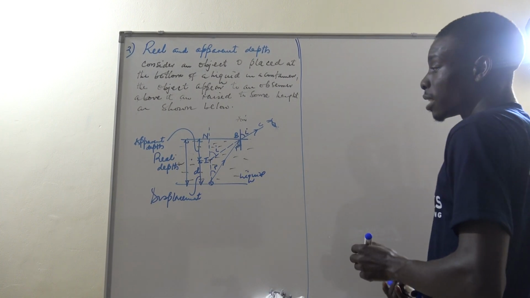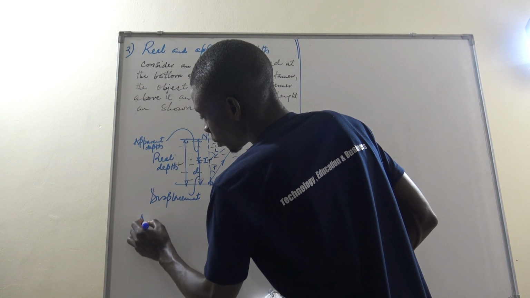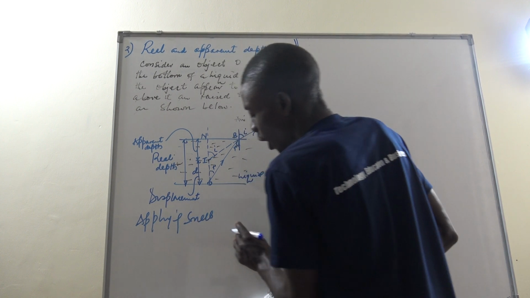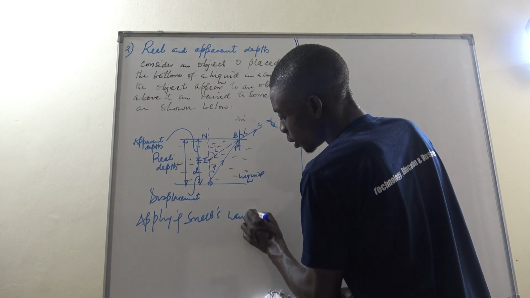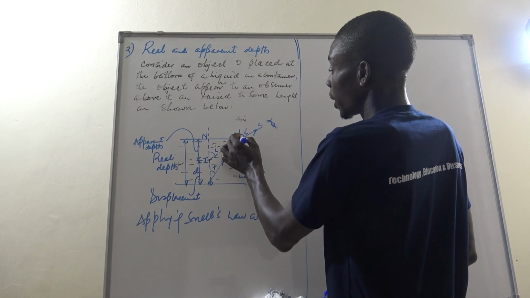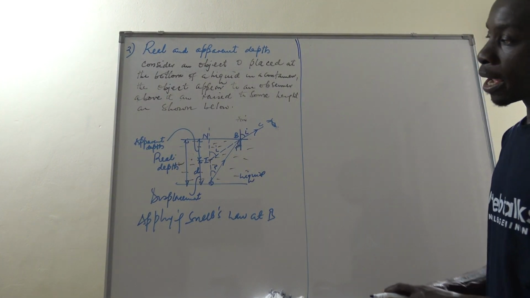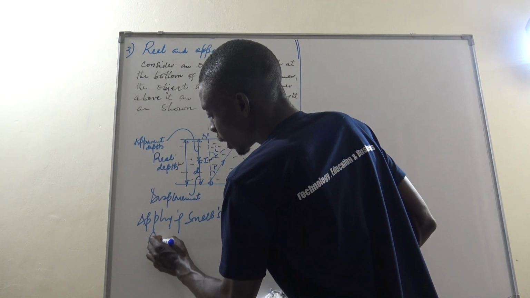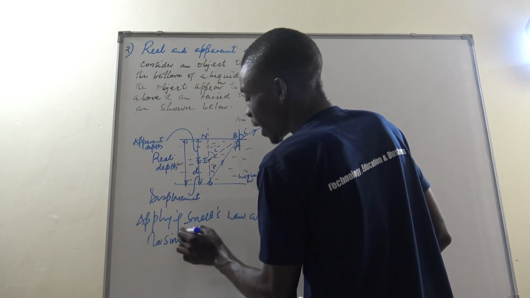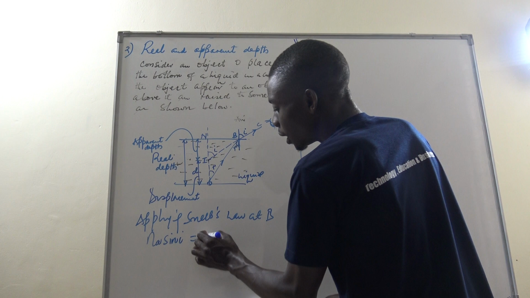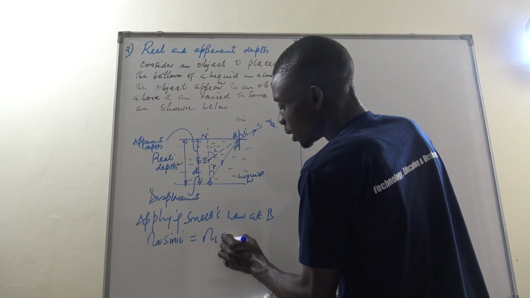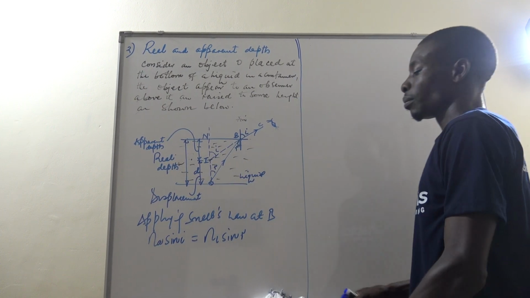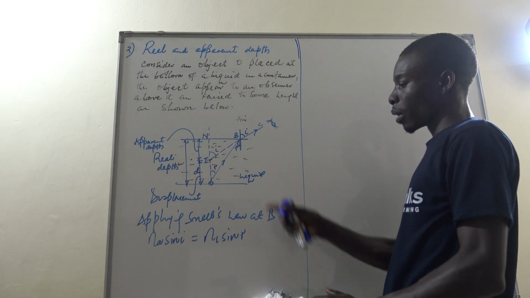So we can say, applying Snell's law at B. I'm coming now at this point B here, and I'm going to apply Snell's law. So if I'm applying Snell's law here, I'll say refractive index of air, sine of the angle in air which is I, equals the refractive index of the liquid, sine of the angle in the liquid which is R. That is the Snell's law I'm talking about at this point B.